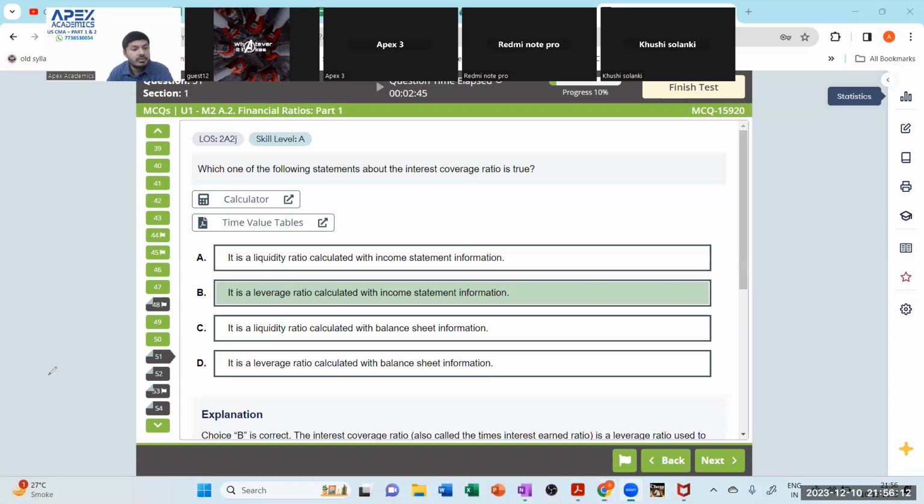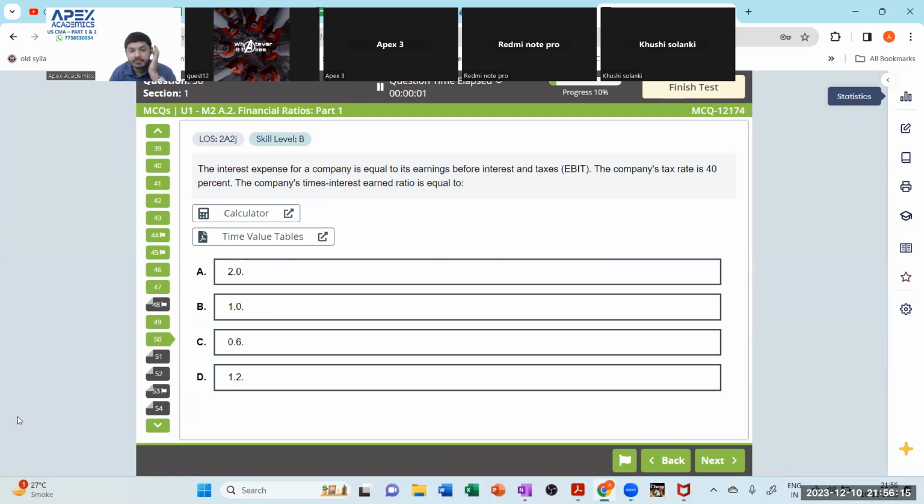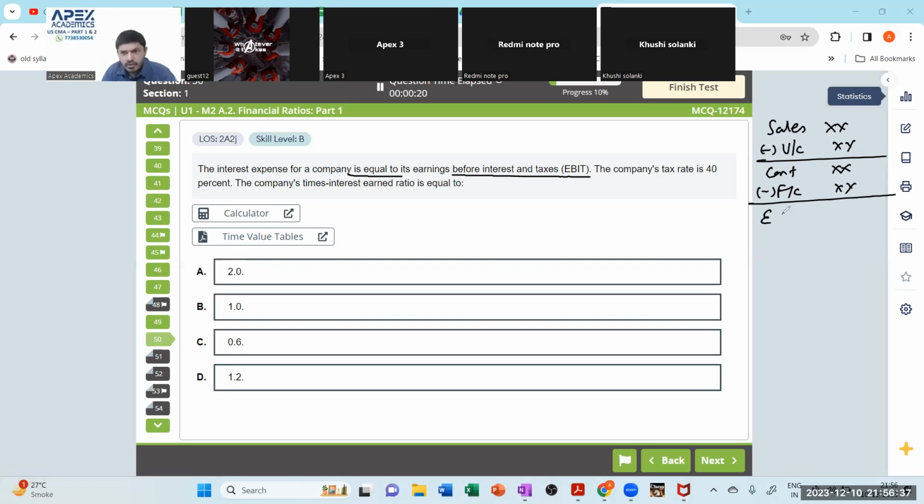So this is over. Which was this? 51, now 50. The interest expense for a company is equal to its earnings before interest and tax. Okay, interesting. Sales minus variable cost is equal to contribution minus fixed cost is equal to EBIT 10 lakhs minus interest 10 lakhs. So EBT is equal to nil.